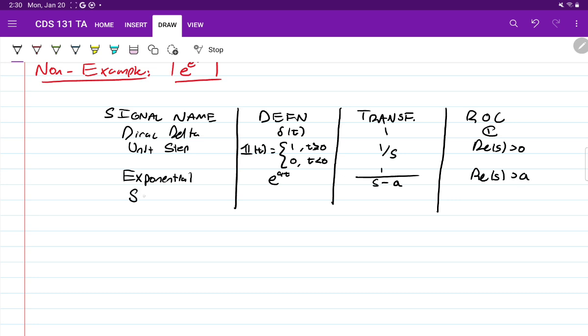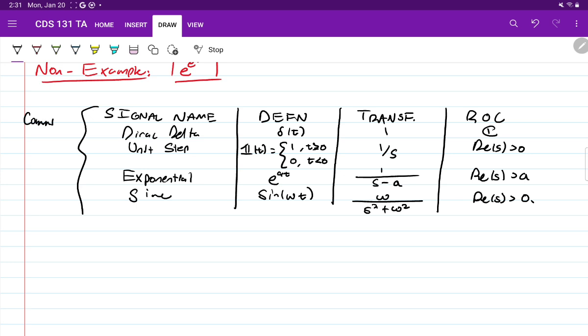And finally, we have the sine function, sine of omega t, where omega is real. This is equal to omega over s squared plus omega squared, and it holds for the real part of s greater than 0. So these are some nice common signals. Just try to commit them to memory. Once you see these things enough, you'll get a feel for what they are. Let me quickly sketch out the transforms of a couple of these.